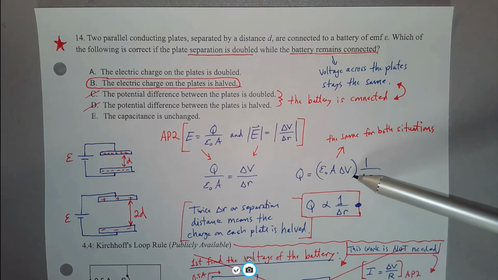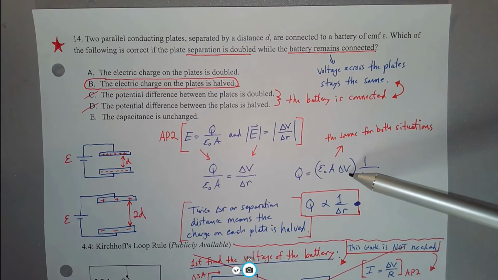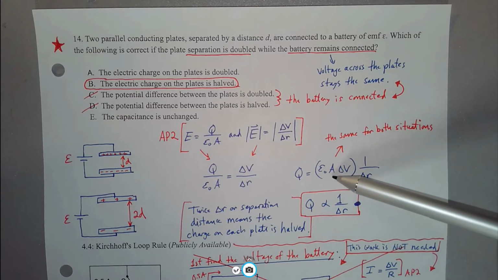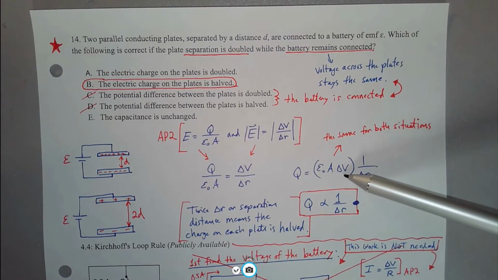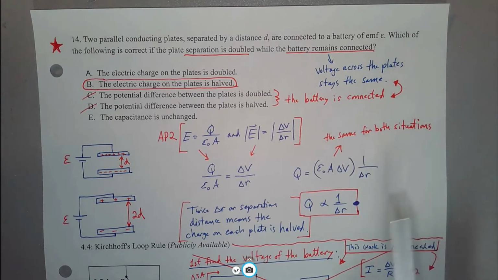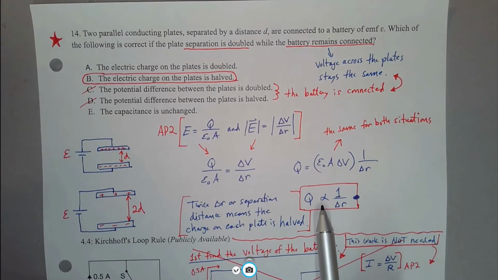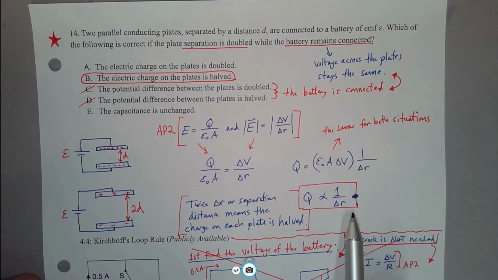And think about this, everything inside of the parentheses is the same for both situations, right? That's a constant. If you increase the separation distance, you're not changing the surface area of the plates. And since the battery is connected, the change in voltage from one plate to the other is also the same. All these guys are constant, which means here's our algebraic and graphical relationship between the charge in the plates and separation distance if everything else stays constant.